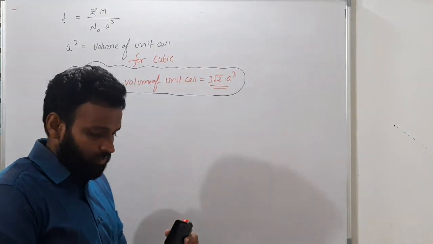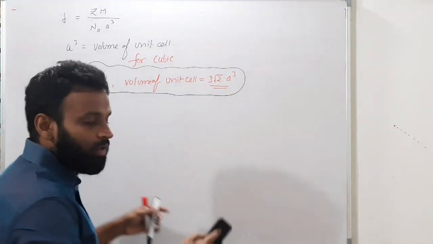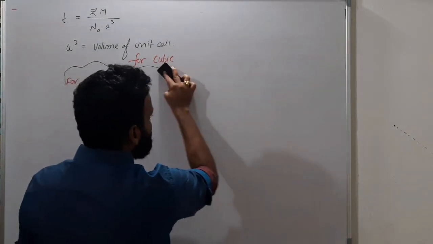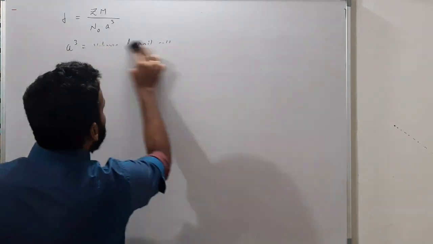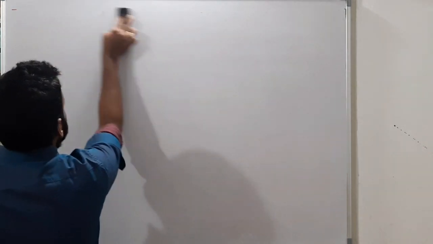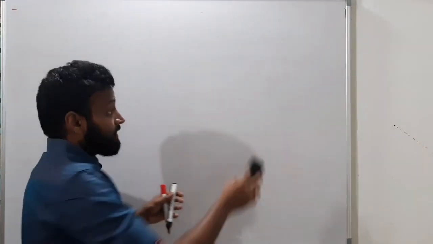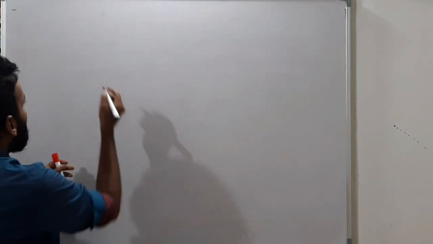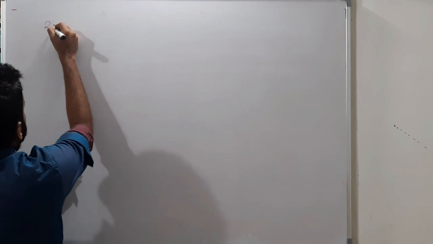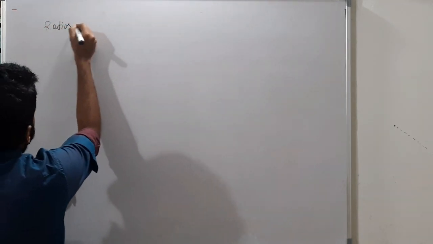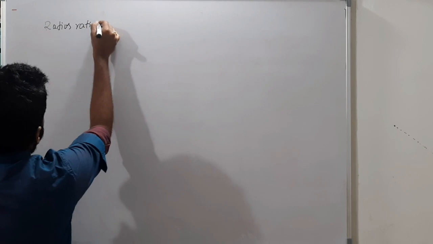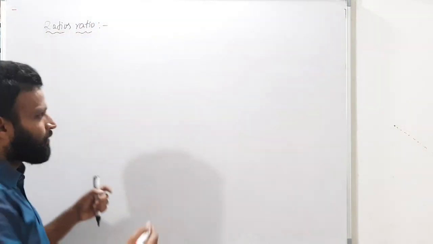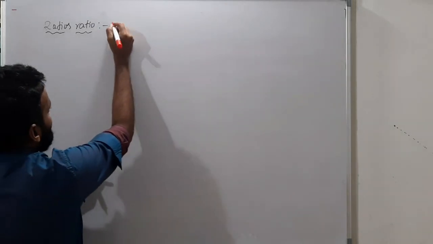So I'll continue, I'll start now with the new concept, that is radius ratio. So this radius ratio is very important for us. What is the radius ratio? It's very important to understand coordination number, everything.